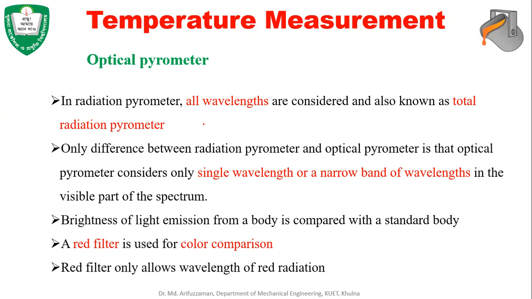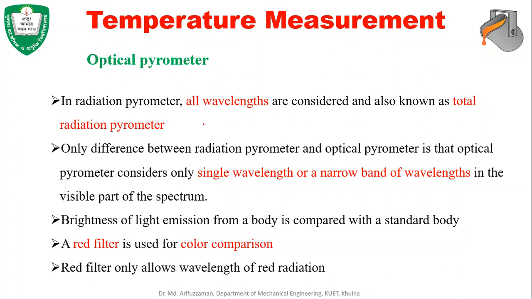The brightness of light emission from a body is compared with a standard body. That means the light that is being emitted from a body is compared with a standard body. And the changing medium here is the illumination of the standard body. How much illumination is occurring in the standard body, and compare that. I'll show you the detail, because only with words, it's not possible to describe this.